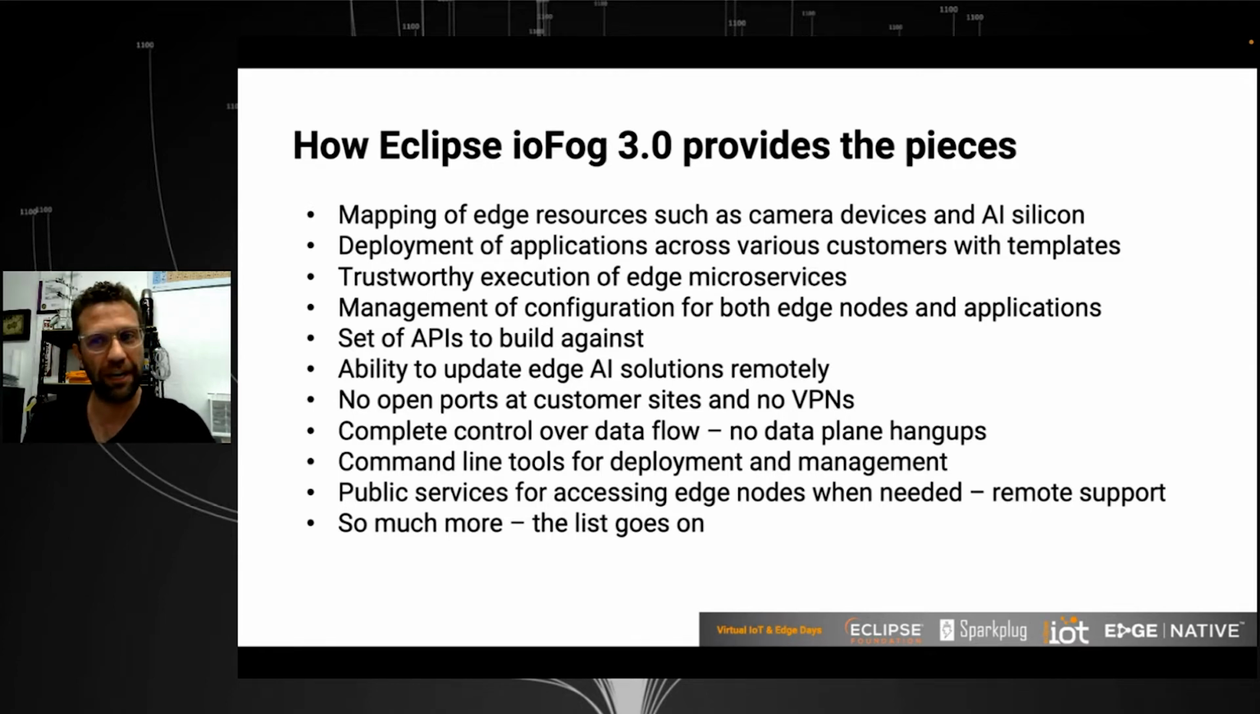We also need complete control over data flow. Turns out that having an opinion in an edge infrastructure platform about where your data needs to go is very problematic for people building solutions, because the data actually coming from the edge should be able to go anywhere, and ioFog provides that. How about some command line tools for deployment and management? You get those as well. And then public services for accessing edge nodes when needed. This is great for doing remote support, for example, logging into the on-site UI and helping the customer reconfigure things if needed, and then repealing that public service link and having no connection any longer when the support session ends.